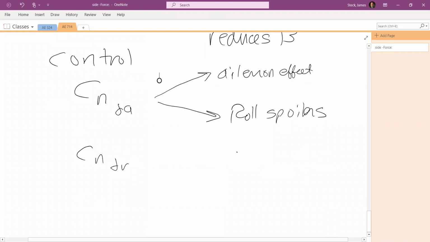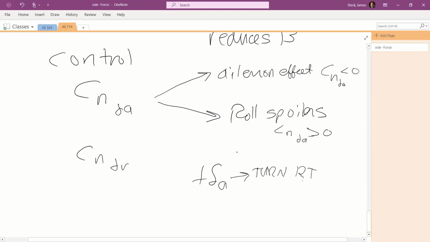So the aileron effect is Cn delta A is negative. And for the roll spoilers, Cn delta A is positive. Okay, so now imagine an airplane going into a turn. You do a positive aileron deflection to start a turn to the right.